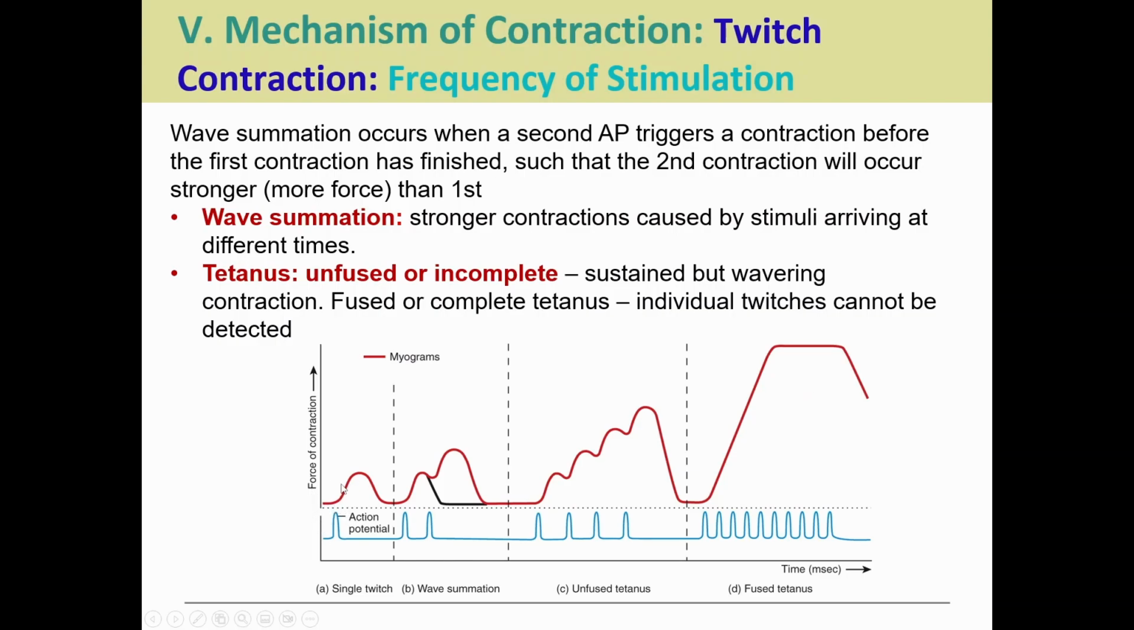And so that's what we're talking about here. We have our single action potential. There's the force we generate. We have our wave summation, where the second potential comes in right before the first one is done, so we get that one little bunny hop. Unfused tetanus: multiple action potentials happening in a row, but we can see the bunny hops between one action potential and another. Whereas fused tetanus, we've sustained it completely, and we cannot tell individual twitches. We cannot tell the individual action potentials apart in terms of the force being generated.